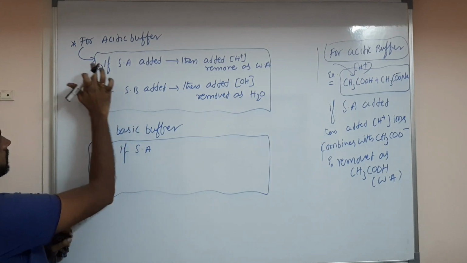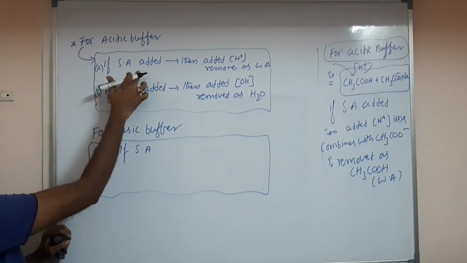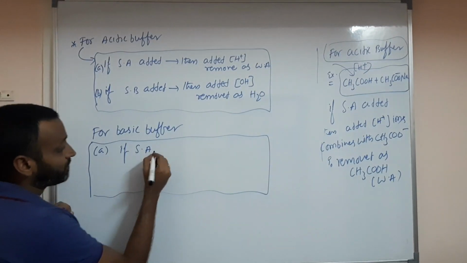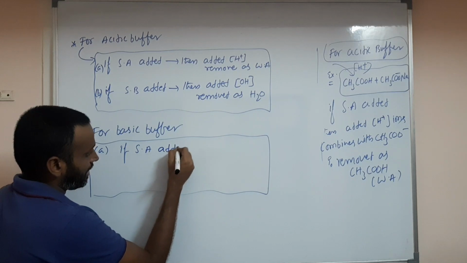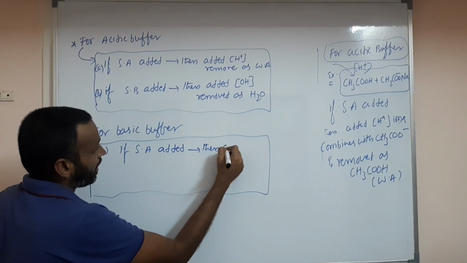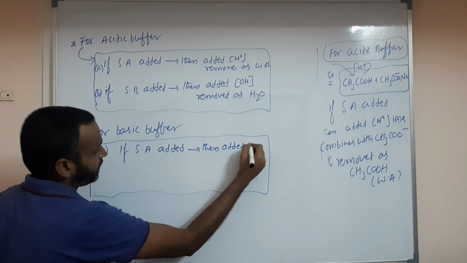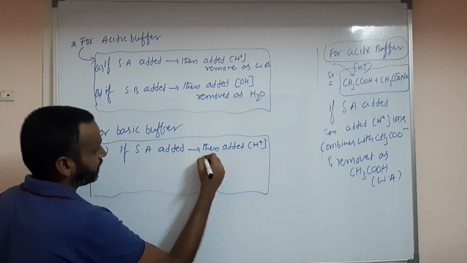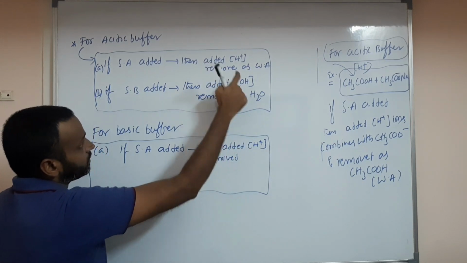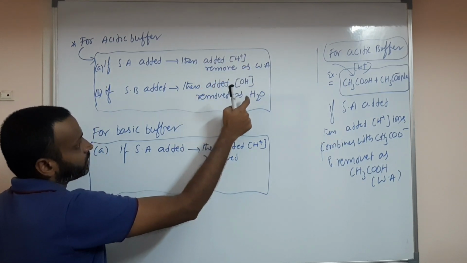Okay. This is for the acidic buffer. When you add strong acid, what happened? For the acidic buffer, when you add strong base, what happened? Directly. For a basic buffer, if strong acid is added, then the added H plus concentration is removed as ulta. Ulta means here weak acid, no? So here water.